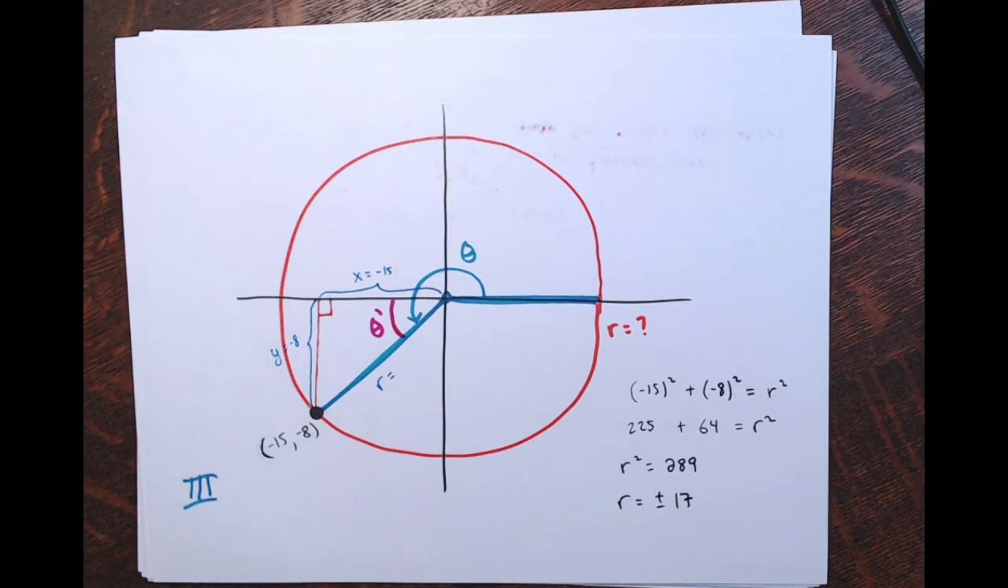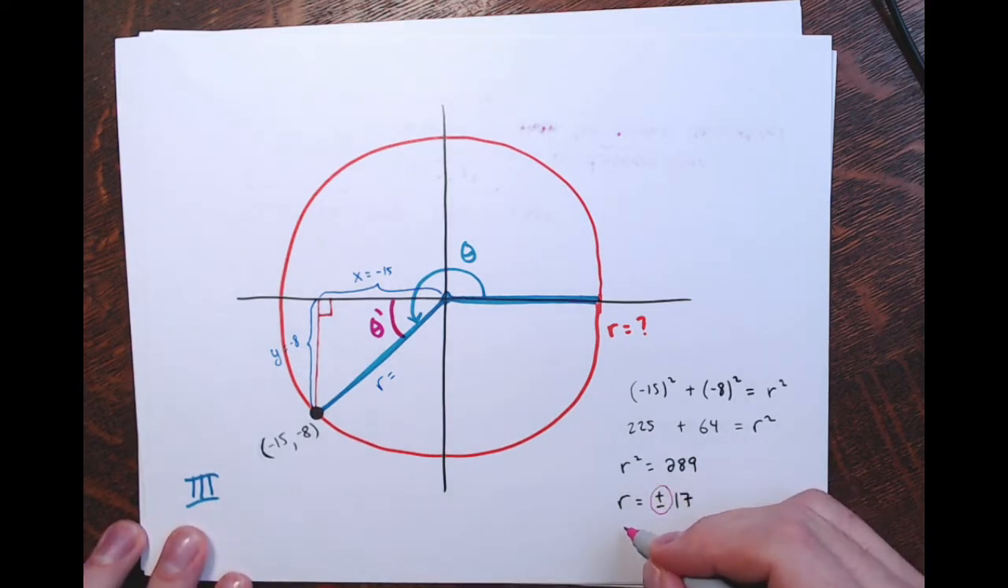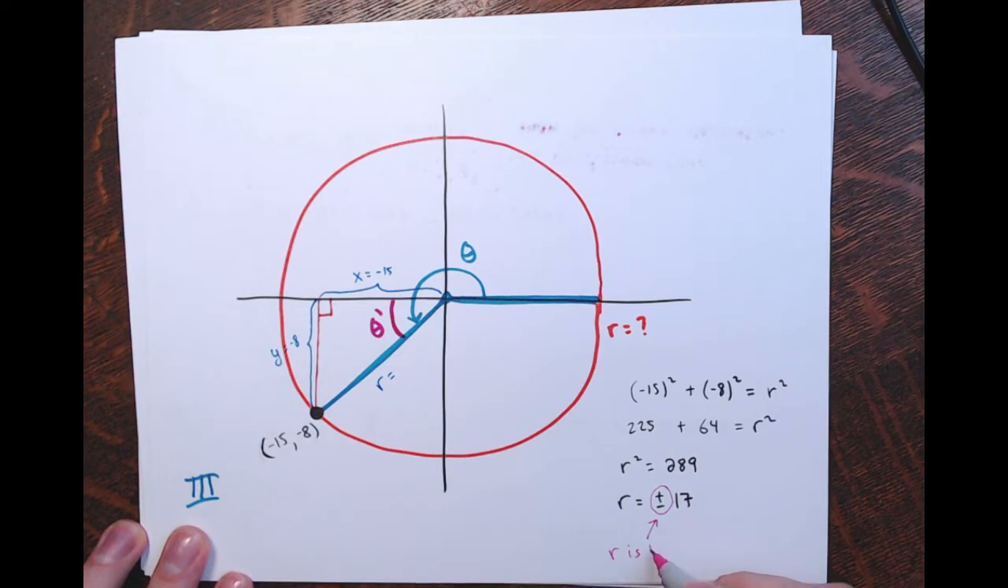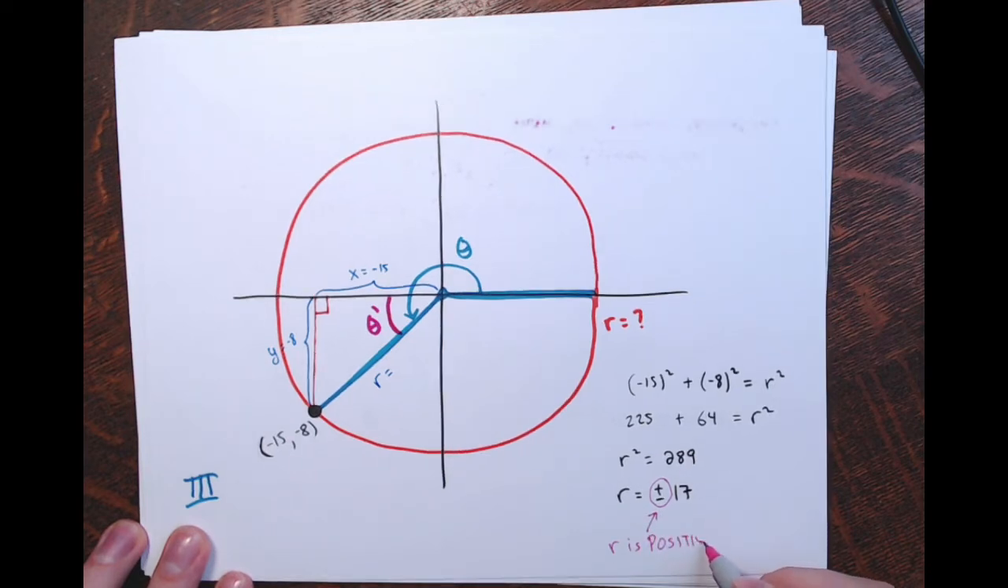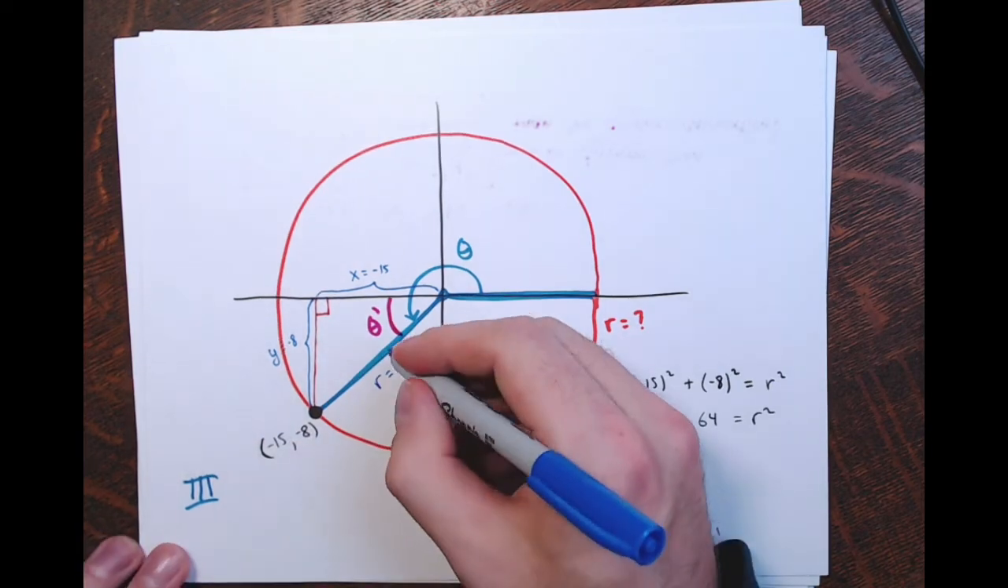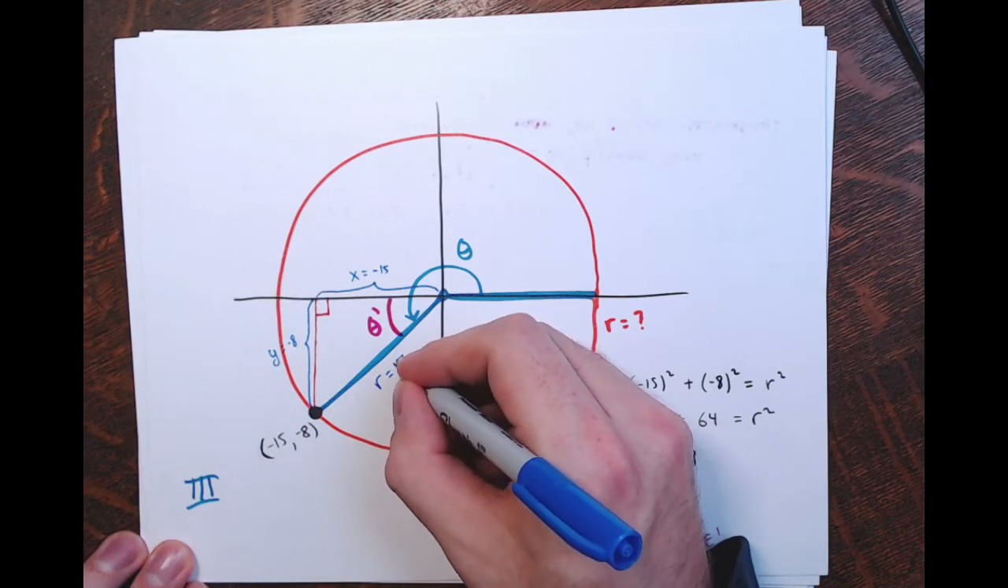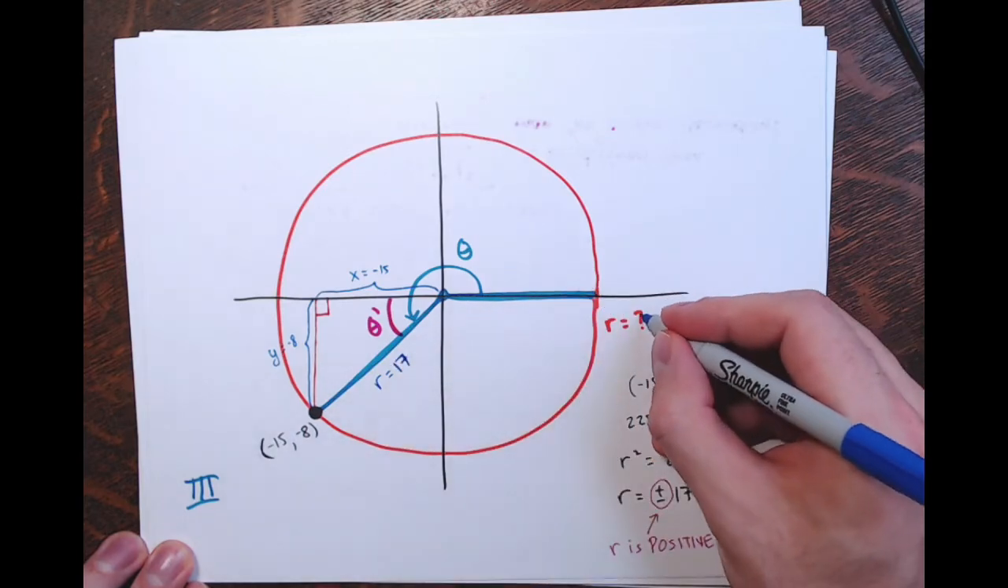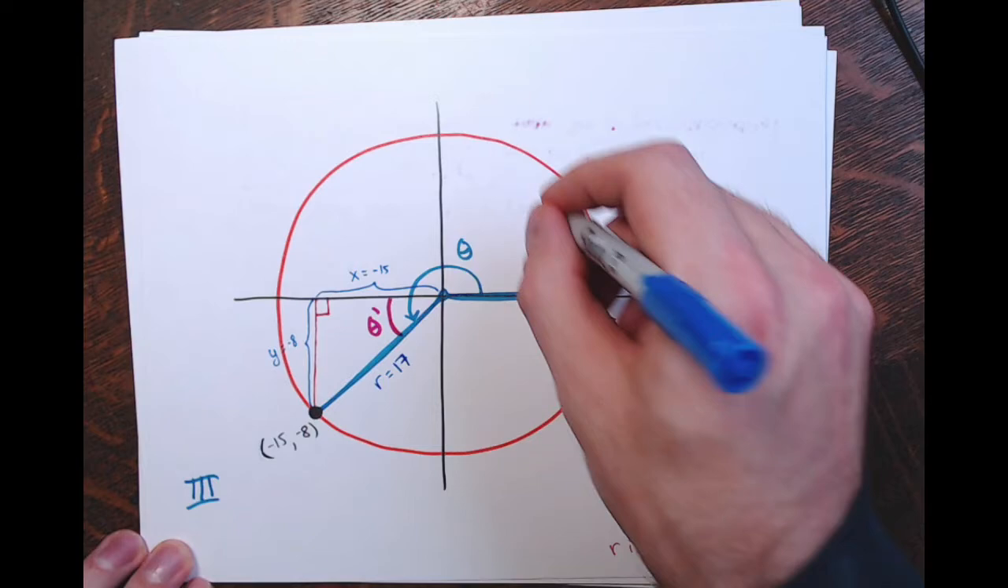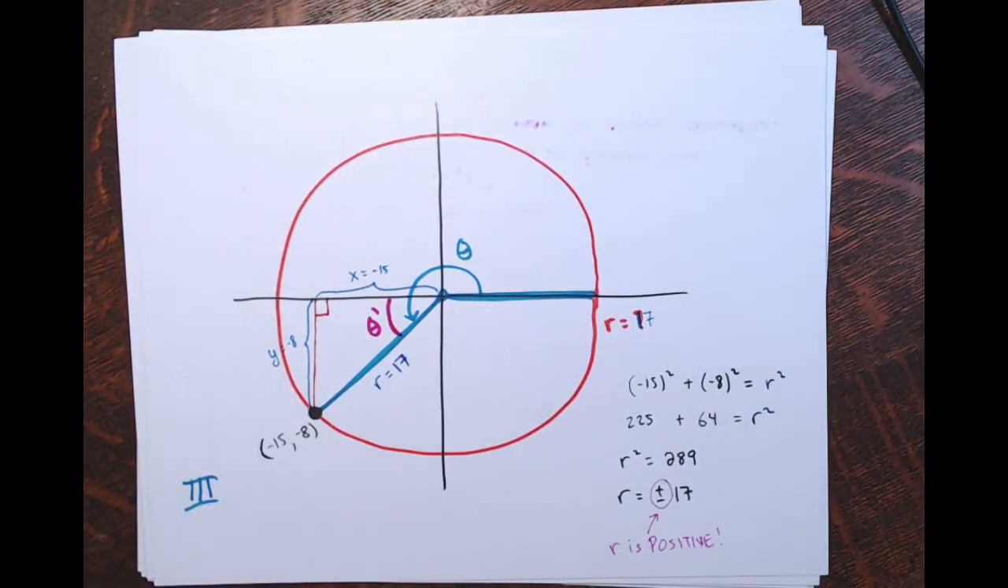But again, this is r. R is a radius, a positive quantity. So on my picture then, r is 17. This is a radius of 17. So I'm on a circle now, not the unit circle, obviously, because it doesn't have a radius of 1. I'm on a circle with a radius of 17.